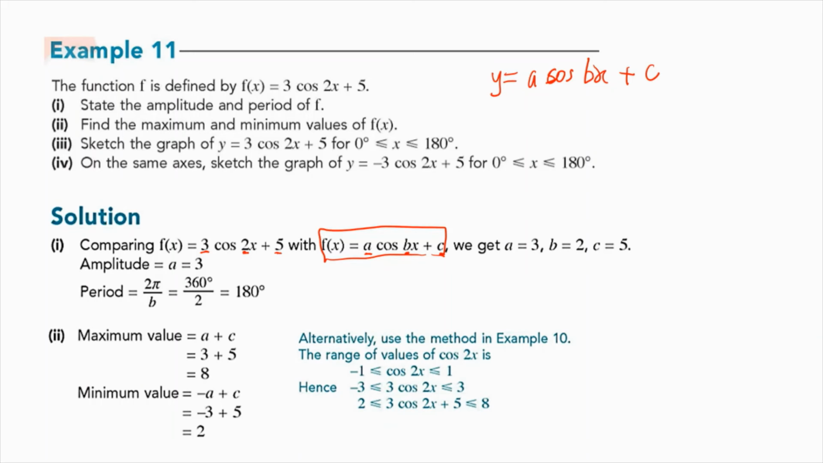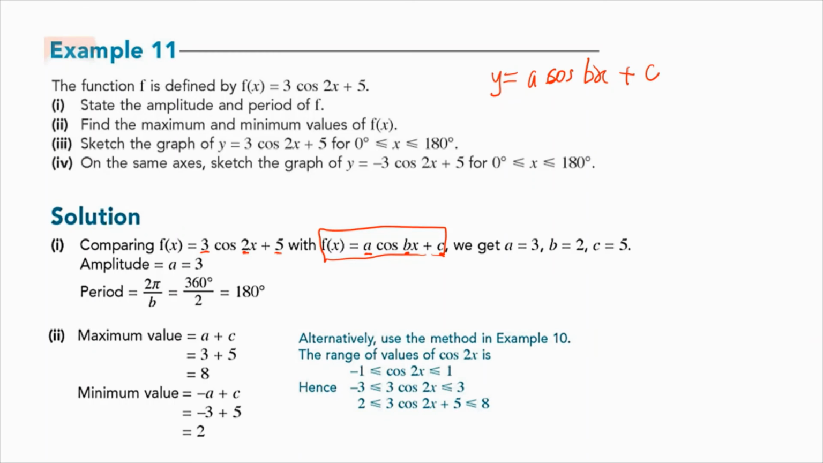So the period is 2 pi divided by B, which is 360 degrees divided by 2 equals 180 degrees. Part 2, what are the maximum value and the minimum value?